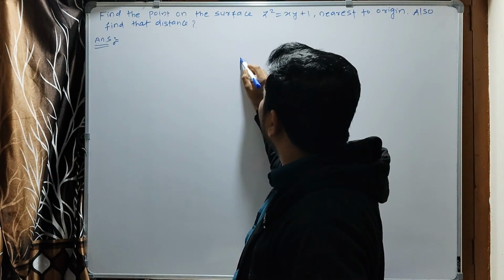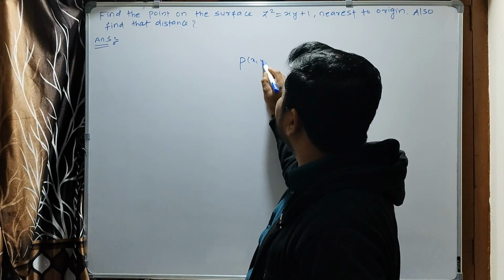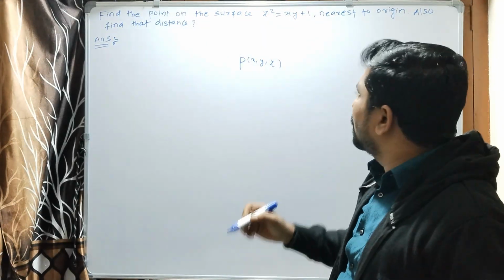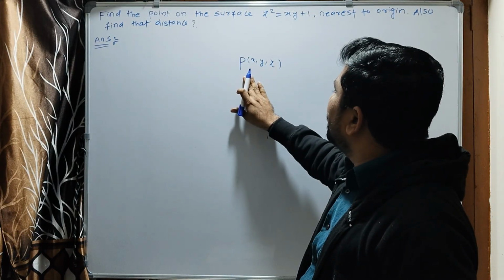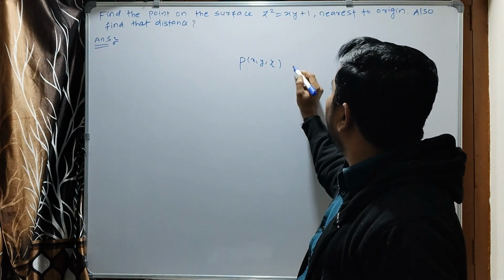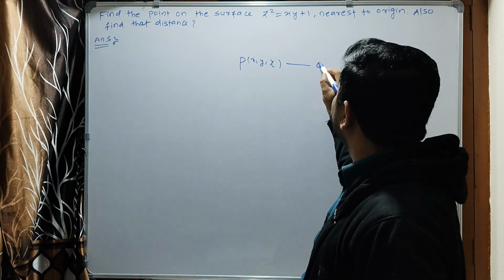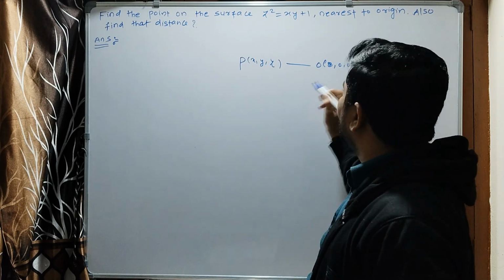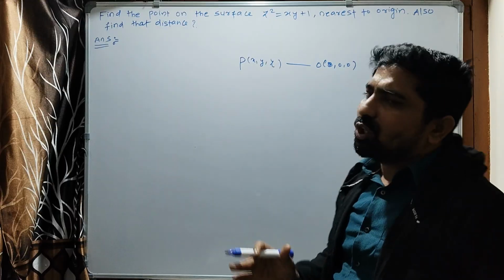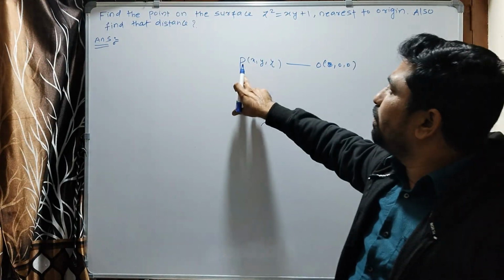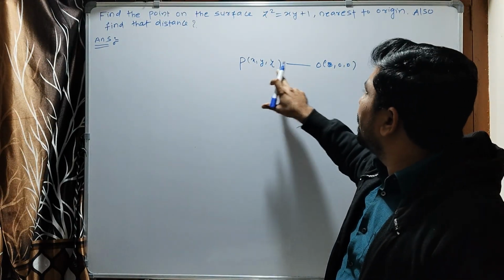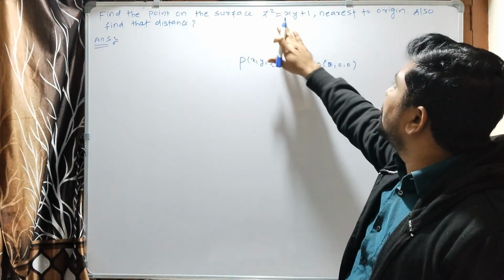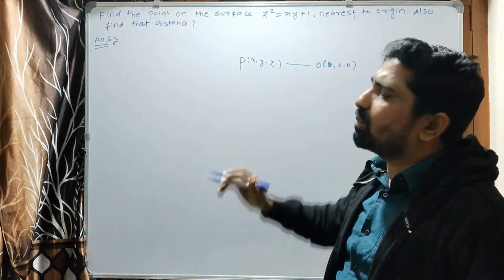I want to find the point P with coordinates x comma y comma z. We are in three-dimensional space. I want to find the point P whose distance from the origin, 0 comma 0 comma 0, is minimum with respect to this surface z square equal to xy plus 1.